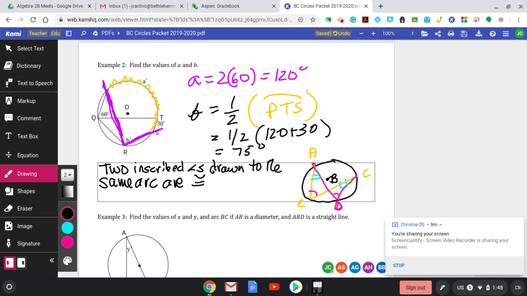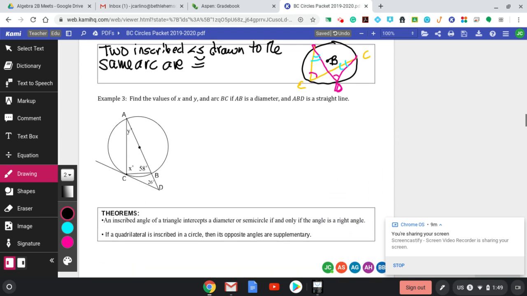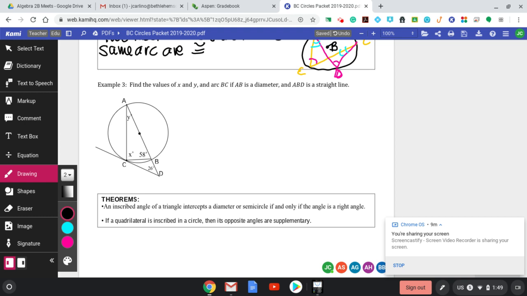All right. That's a big one here. We could use it in proofs or any algebra problem too. All right, moving on. More inscribed angle work. We have find the values of X and Y. Got it.